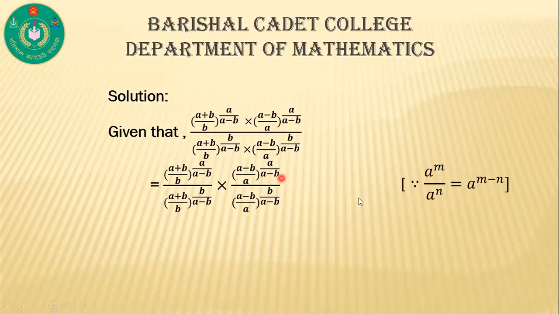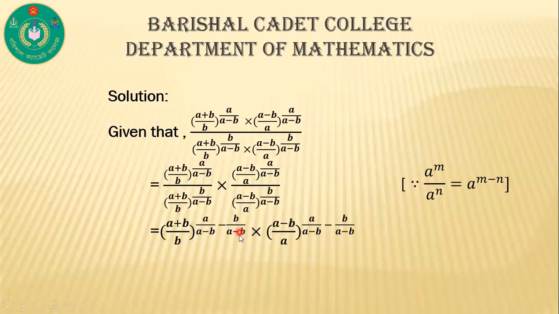Here, using this formula, we can write (a+b)/b to the power m minus n. Here m means a/(a−b) and n means b/(a−b). That's why we can write (a+b)/b to the power a/(a−b) minus b/(a−b) into (a−b)/a to the power a/(a−b) minus b/(a−b).